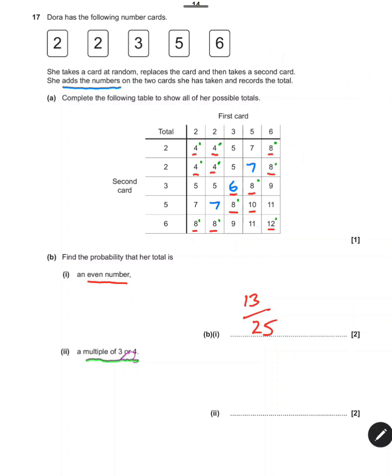If I just go back through and look for the multiples of 3 or the 3 times table, there's 1, there's 1, and there's 1. I've already counted this, so I'm not going to count it again. Let's just count up these dots now. 1, 2, 3, 4, 5, 6, 7, 8, 9, 10, 11, 12. Again, it's 13 out of 25.